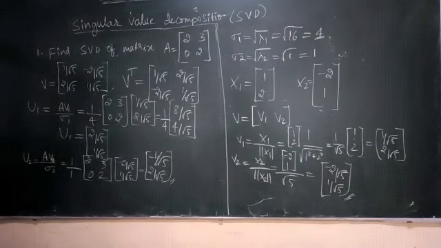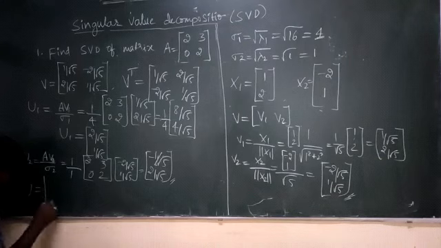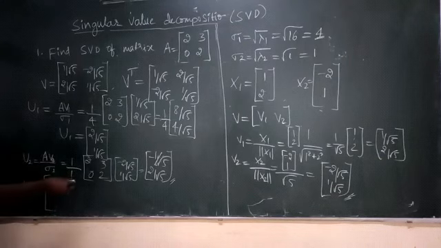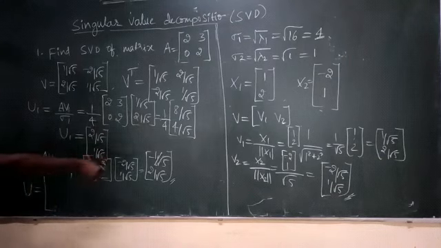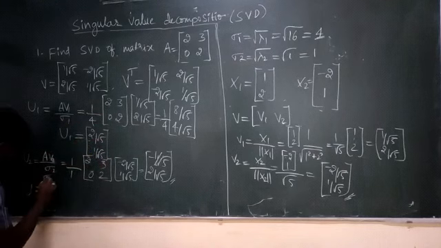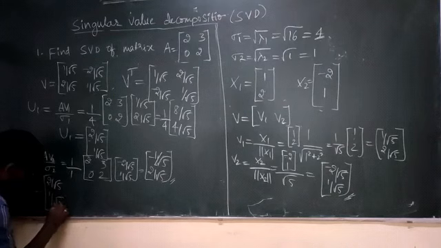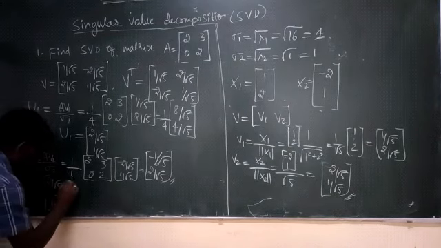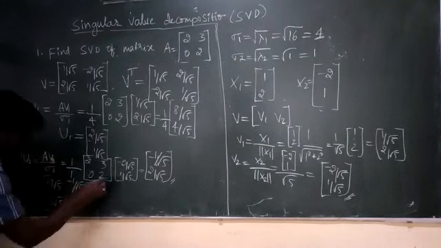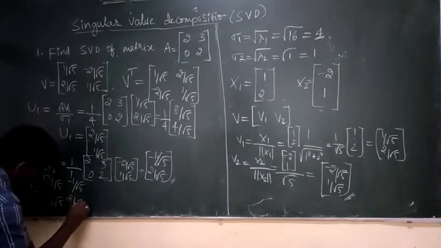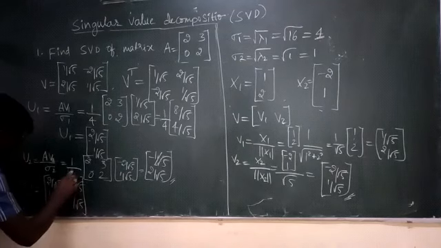By using U1 and U2, we form the matrix U. U is U1, U2. U1 is 2 by root 5 and 1 by root 5. U2 is minus 1 by root 5 and 2 by root 5. This is the matrix U.